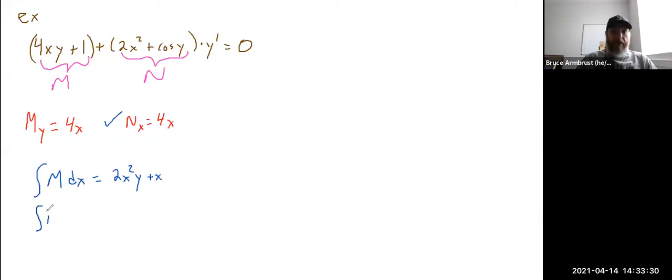Okay, so then let's do the same thing with the N, but with respect to y. So 2x squared is constant, which means we get 2x squared y. And then the cosine of y turns into a sine of y. You can make the same argument here. This one is going to be some constant function of x, because x's are going to go away when you differentiate with respect to y. But that's not germane to the argument here.